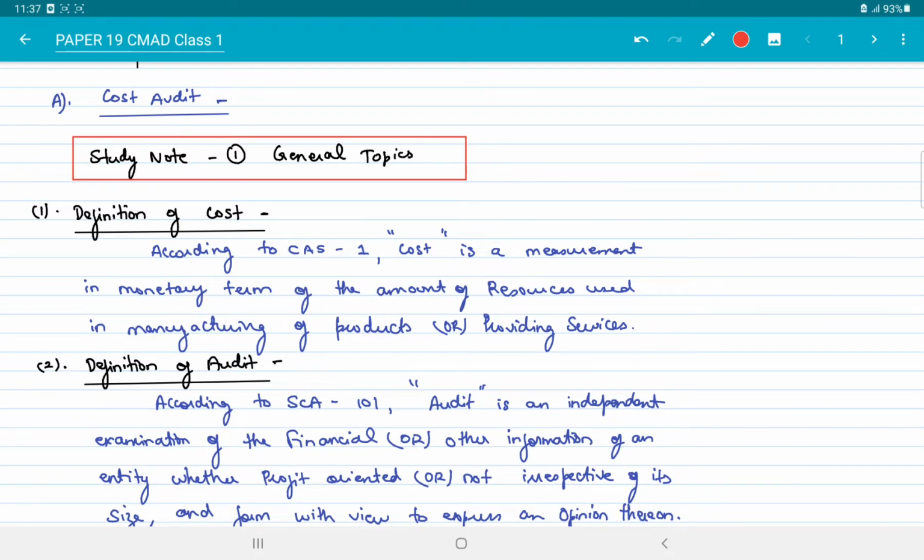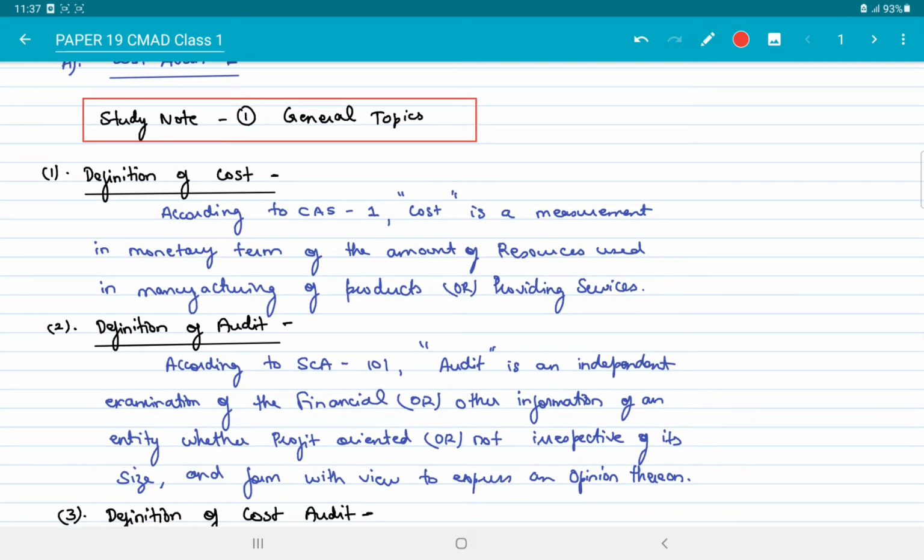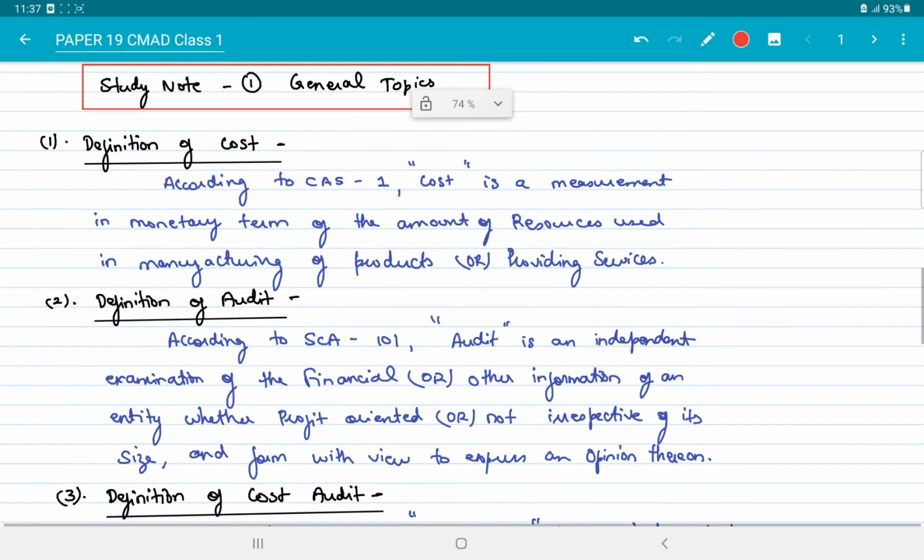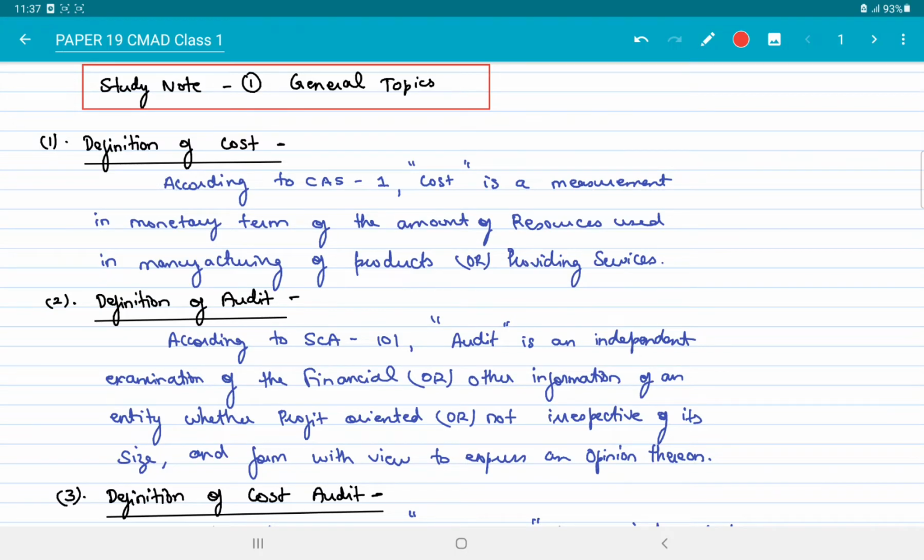So let's start with study note number 1, which talks about the basics of cost audit, covering the basic definitions. Along with that, we are going to see the objective of cost audit, salient features of cost audit, history of cost audit, history of the institute, and all those topics. So we'll start with definitions. As the subject title itself is cost and management audit, that is cost audit and management audit.